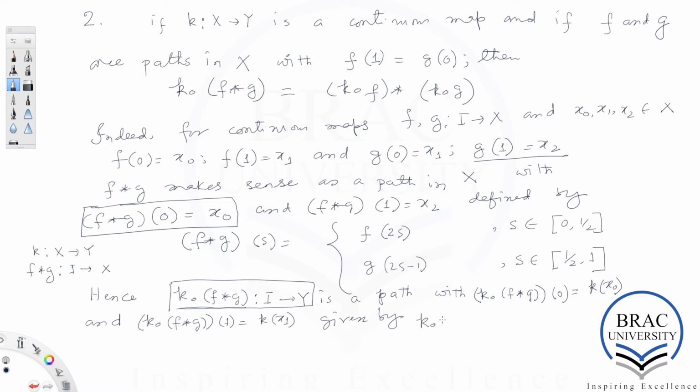K composed with F star G at S is equal to, so I'm just composing K on both sides, is equal to K composed with F at 2S when S is in this interval, and is equal to K composed with G at 2S minus 1 when S is in this interval 1/2 and 1. So this is how this map is defined, K composed with F star G.